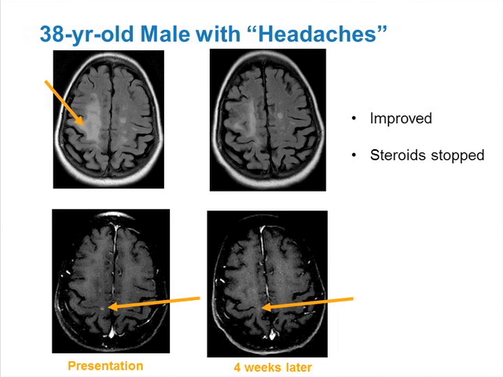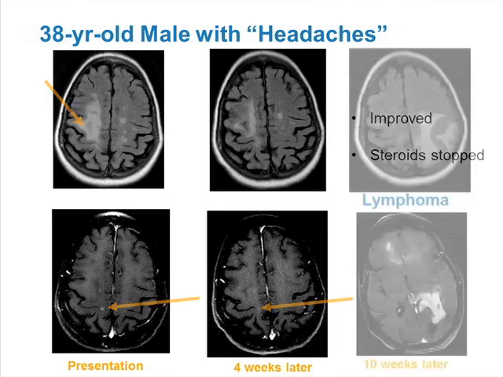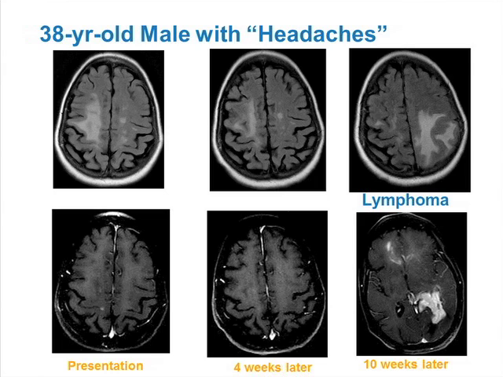And the patient was forgotten about for a little while until they came back 10 weeks later, and you can see that there was marked growth of brain lesions now with a very different character, very solid enhancing and widespread signal abnormality, and the patient was found to have lymphoma.